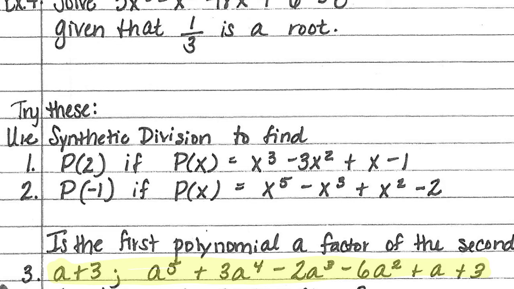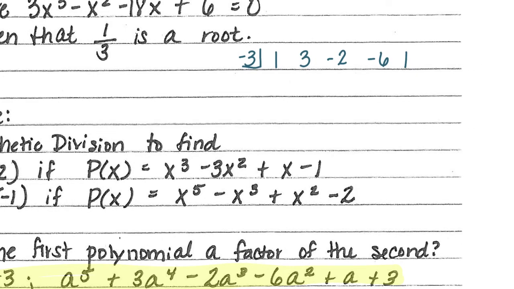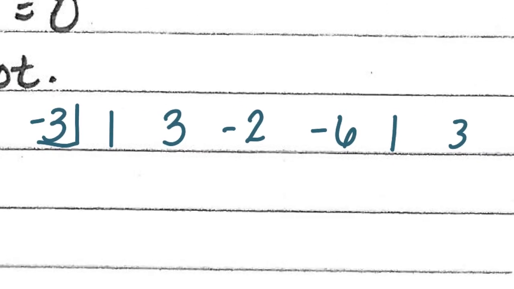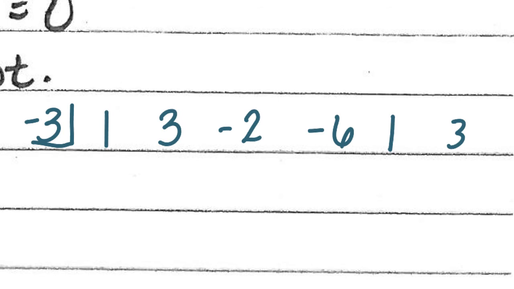Okay, so I'm going to put in the negative 3 in the box, and notice this one's really long because it has a 5th degree. So I'm going to use 1, 3, negative 2, negative 6, 1, and 3. So again, I'm going to use the factor theorem to see if this was a factor. I want the remainder to be 0.